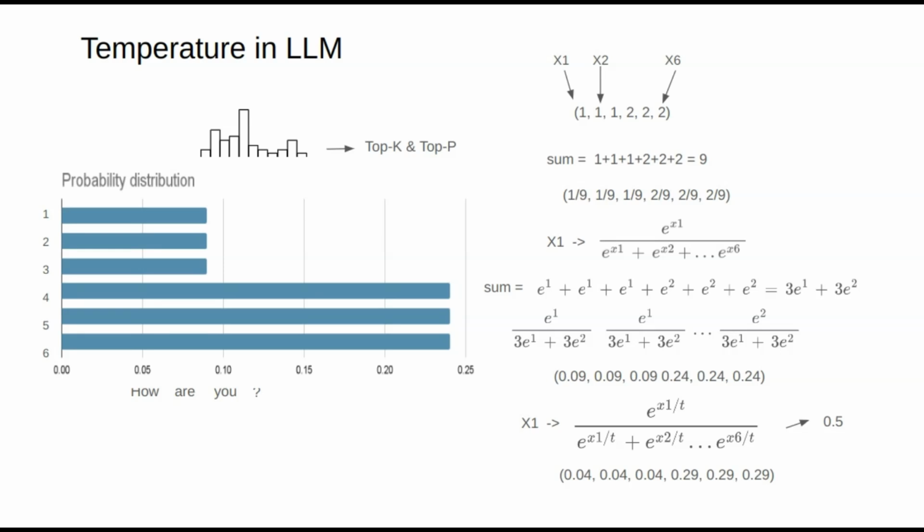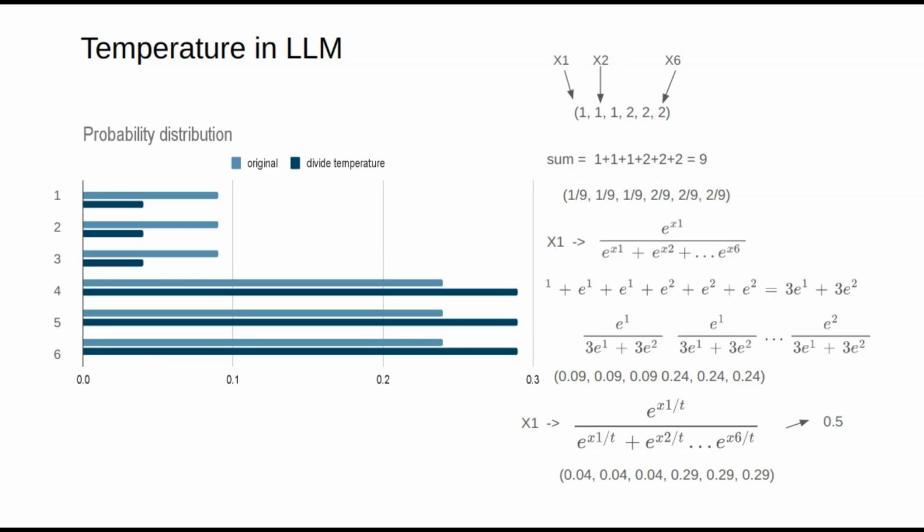For example, if T equals 0.5, the new probabilities might be 0.04 to 0.29. Conversely, if T is greater than 1, the distribution flattens, reducing differences between token probabilities. If T equals 2, the probabilities become smoother, increasing diversity in the generated tokens.